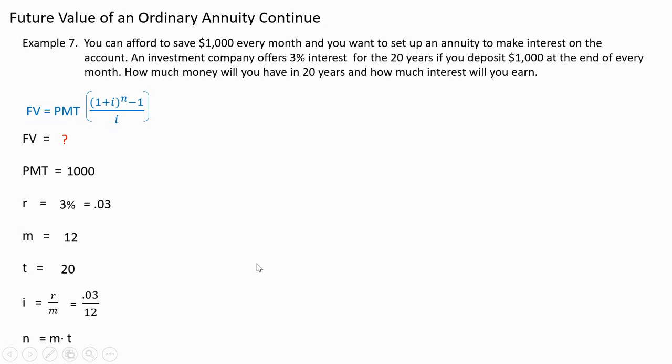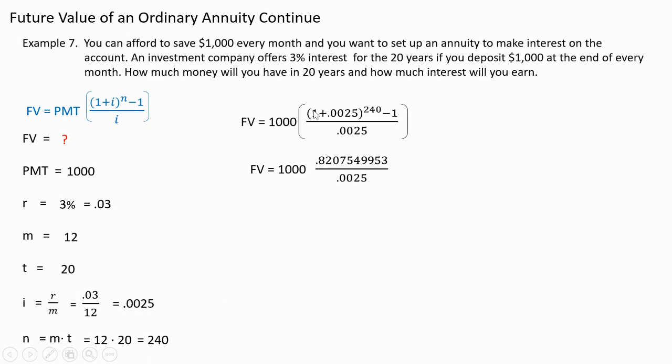My I is R divided by M, which is 0.03 divided by 12. If we put that in the calculator, it's going to give us something nice, I believe. Yes, it does. It gives us 0.0025. And the N, which is M times T, will give us 12 times 20, which is 240. Well, now what do we do? We plug everything into the calculator, right? There it is. Plug everything in.